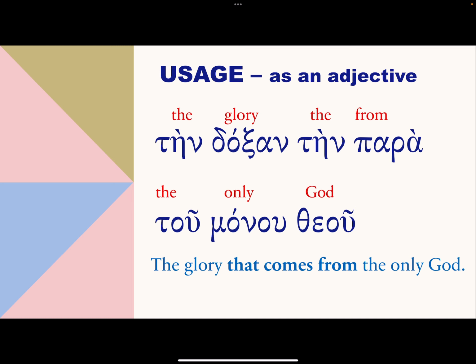Para here, from, is telling us about the glory. It's glory from God. From God. It's describing the glory. It's describing a noun, not a verb.